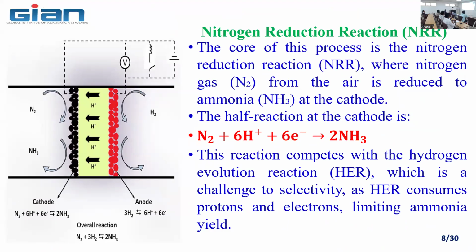Here, the H plus comes from the anode, electrons come through the external circuit, and the nitrogen is available. You are supplying nitrogen from the cylinder. From the air you are separating out the nitrogen, which is sent to the cathode side, and the process is happening here. This is called the reduction reaction.